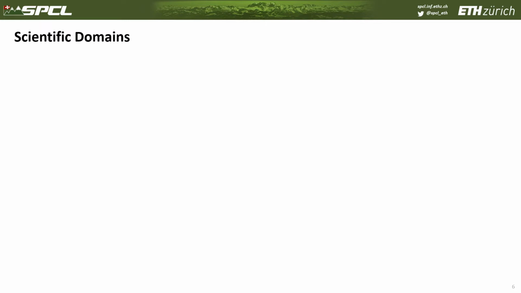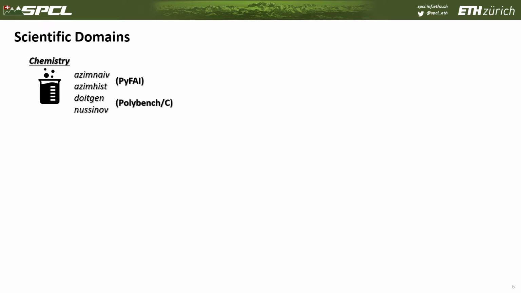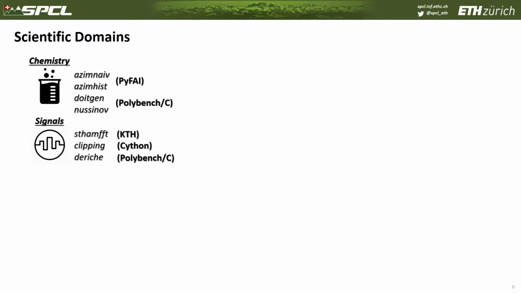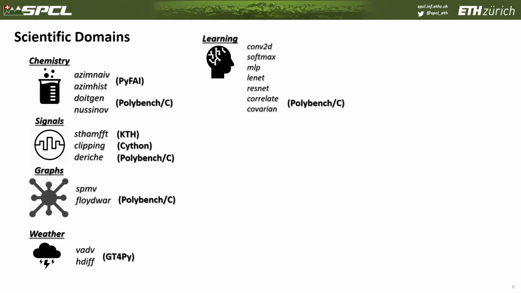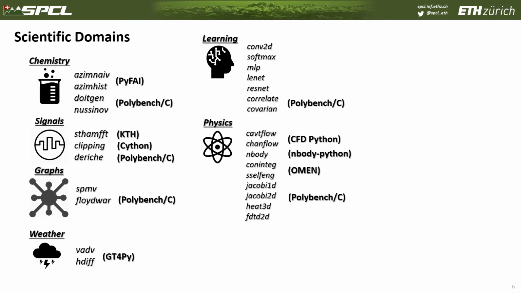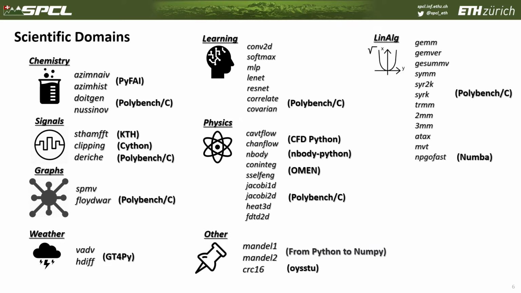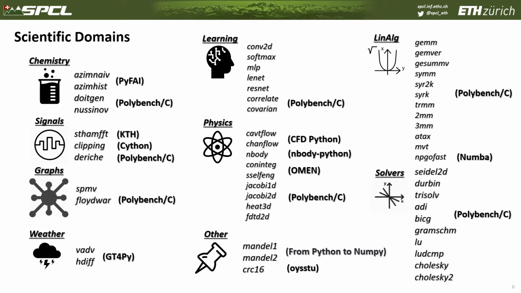Allow me to shortly introduce the main scientific domains. Chemistry, with micro apps from PyPy, a Python library for azimuthal integration, digital signal processing, sparse and graph algorithms, weather and climate, with micro apps from GridTools for Python, machine learning, with implementations of a 3-layer multi-layer perceptron, LeNet-5 and a residual block of ResNet-50. In physics, we have Navier-Stokes equations from CFD Python, as well as micro-benchmarks from the OMEN quantum transport simulator. And finally, we have linear algebra kernels and solvers from Polybench.